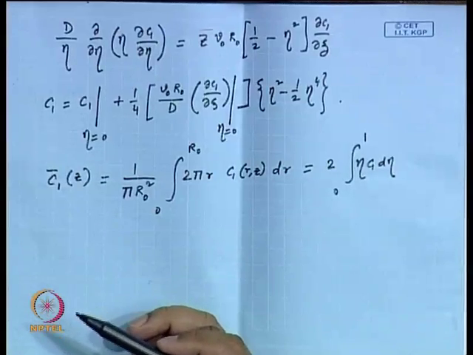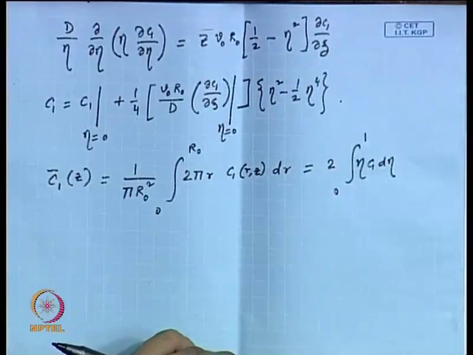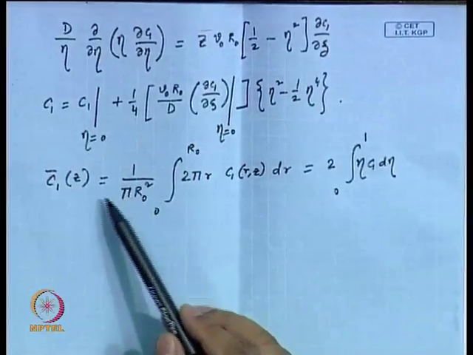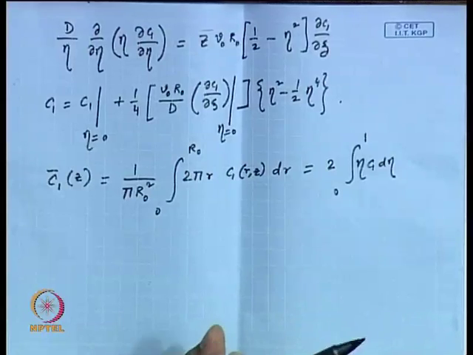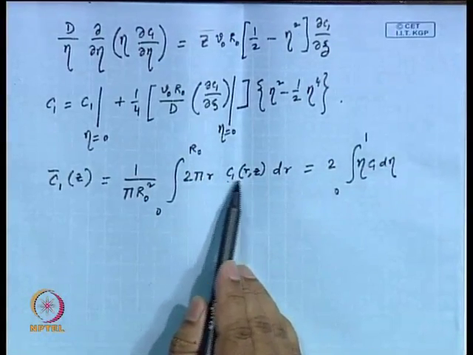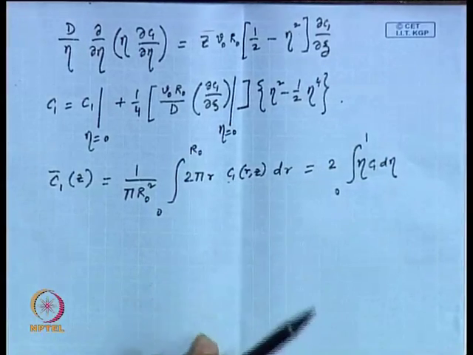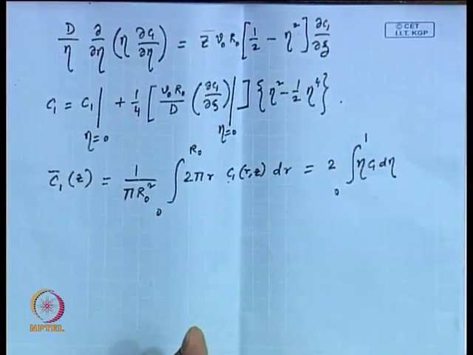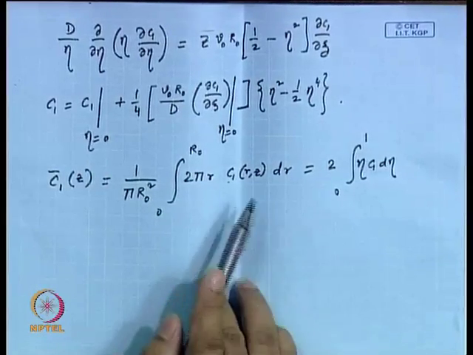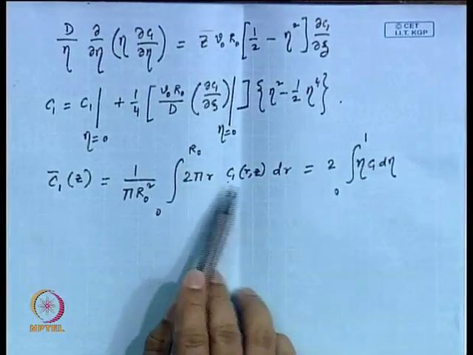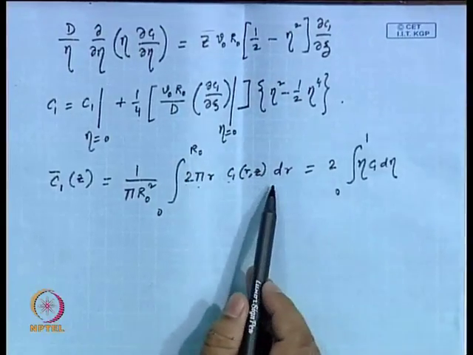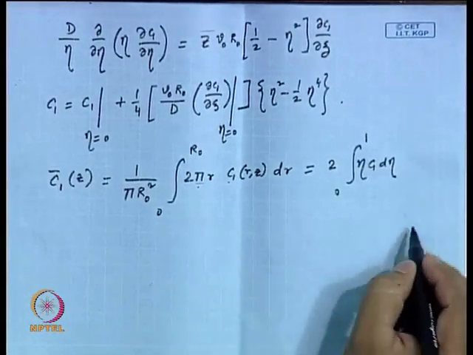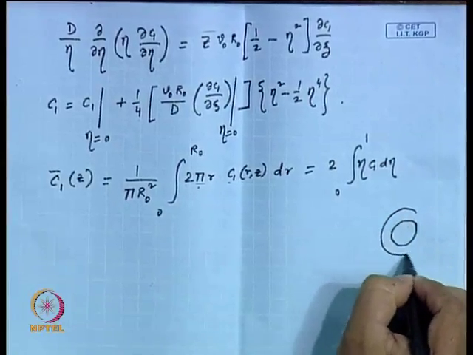C1 bar z is what we are trying to find out: the concentration averaged over the entire cross section. To find it, you have to pick up a differential element, an annular shaped differential element, and find out the concentration. For that annulus, whose inner radius is r and outer radius is r plus dr, the concentration you assumed is C1 r z. The area over which this concentration applies is 2 pi r dr, if you have an annulus you are talking about.